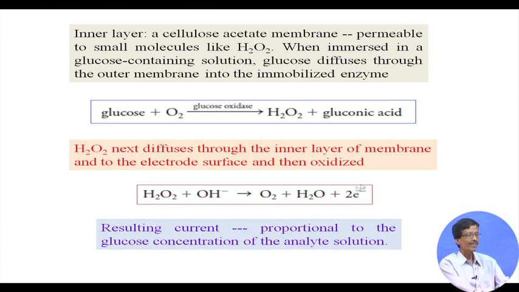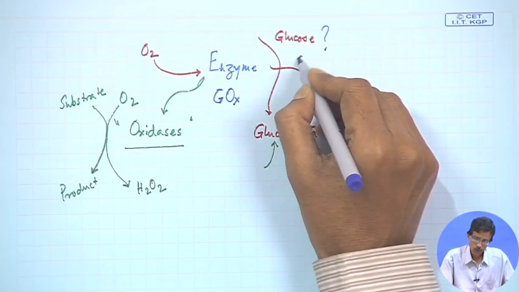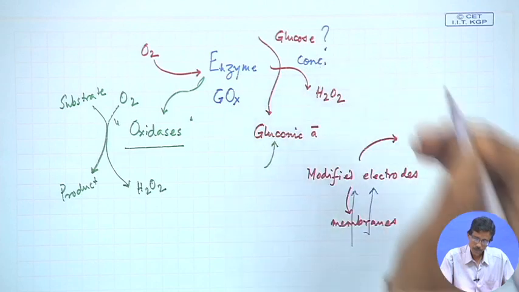So, what do you sense then? Since the electrons are coming out from the hydrogen peroxide, giving you the oxygen and water molecule and 2 electrons, you measure the current. So, the resulting current will be proportional to the glucose concentration of the analyte solution. So, what are we going for that? We were looking for the unknown concentration of this glucose. So, what should your concentration be?